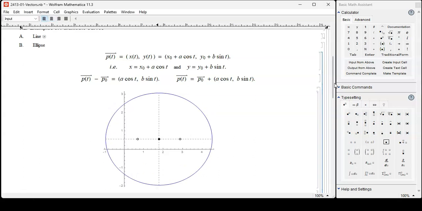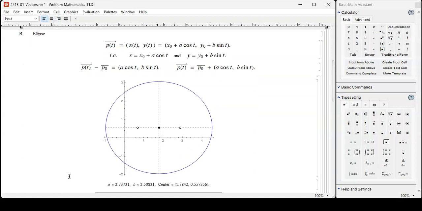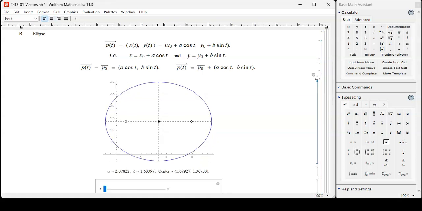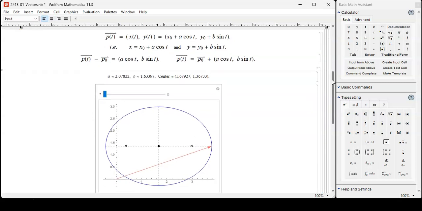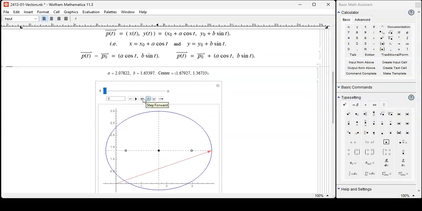So that looks a little bit more like a circle. And these foci are too close to each other. Let's run this again. Okay, that's a little bit more squished. All right, that's better. And here is the animation associated to this. So P of t is a position vector, and that's the red vector, and that's moving around. And so for P of t, we get P0, the center, plus a cosine of t, b sine of t.